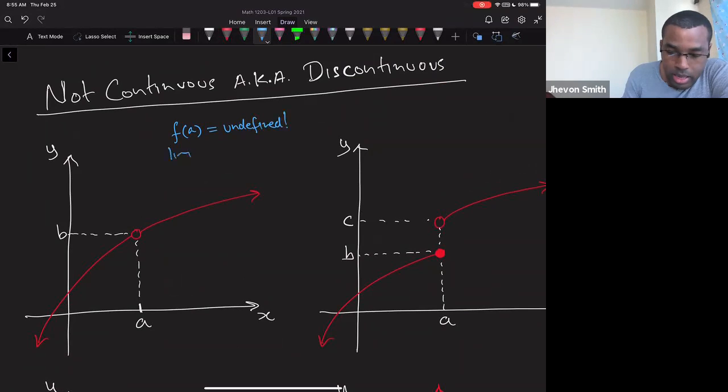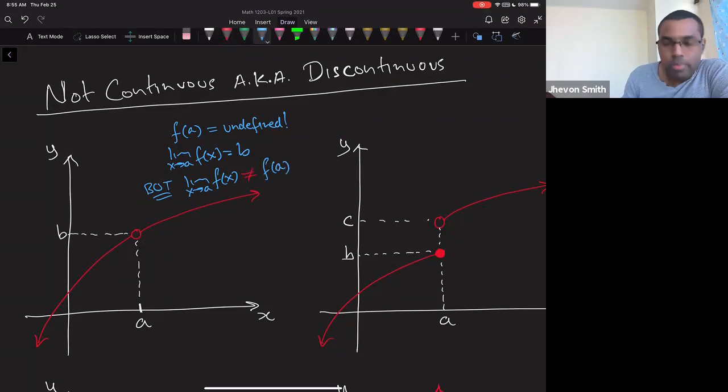The limit, does the limit exist? Sure, I can take the limit. I will actually get the answer B, but obviously it's clear that whatever number B represents is a number. It's not undefined. So obviously the limit does not equal the value of the function at the point, right? F of A isn't even a thing. It's not defined. The right side of this equation doesn't work.